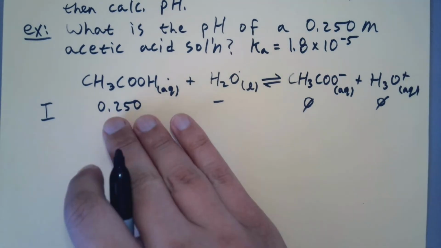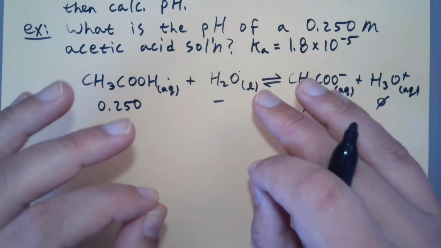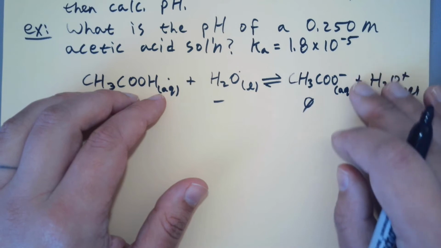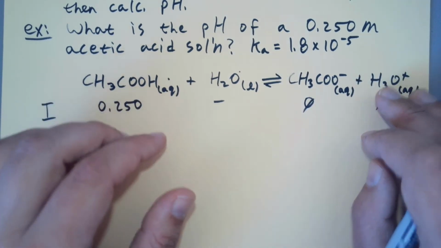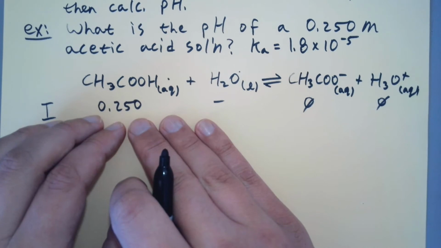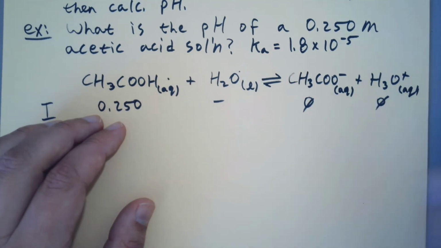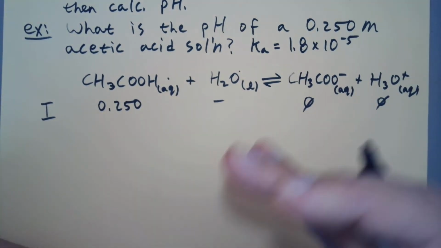It's one of those things. Now, if it was a really, really dilute solution of acetic acid or another weak acid, I would have to worry about how much H3O plus I started with. But because it's not very dilute, it's not on the order of 10 to the minus 7, I don't have to worry about it. Not a problem, alright? So I'm just going to call it 0 and keep things simple.